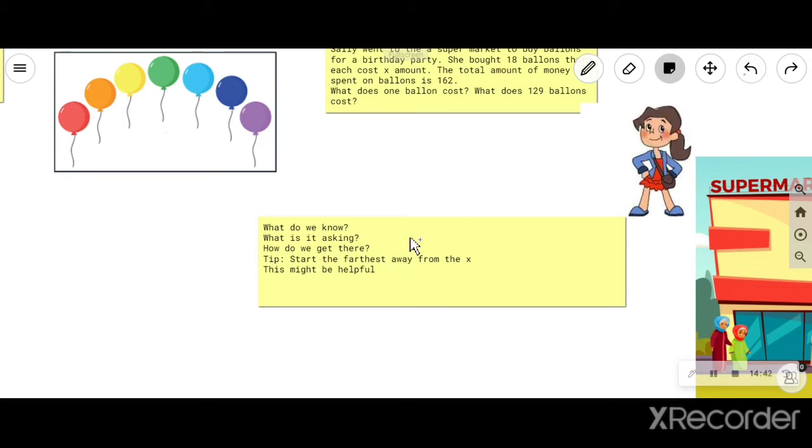It's very important to ask yourself these questions before solving the problem, or as you solve it. So what do we know? We know that Sally bought 18 balloons and it cost her $162. What is the question asking? It's not only asking what X is, but also how much money it will take for her to buy 192 balloons. And finally, how do we get there? We get there by using everything we've learned from Algebra 1, the Algebra 1 equations, and how the word problem is stated and how it can go into an equation that will make sense. So we know that.